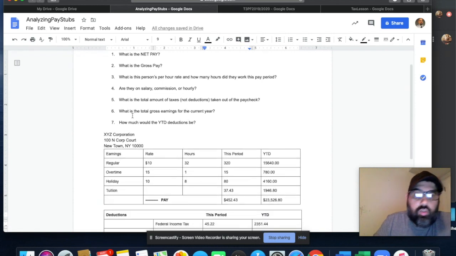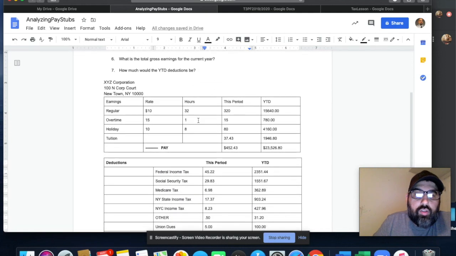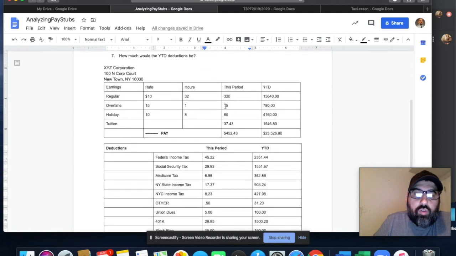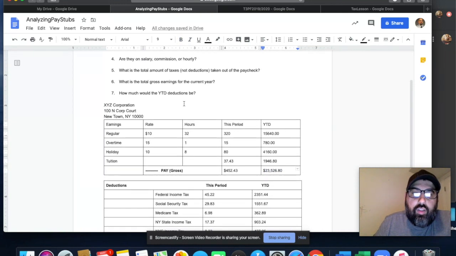What is the total gross earnings for the current year? So total gross, remember this is our gross amount right here, right? So I can put in here gross. Okay, so this is our gross pay, year total earnings. You don't have to do any math. You just put in this 23,526.80. That's going to be your answer for number 6. What is the gross earnings year to date?